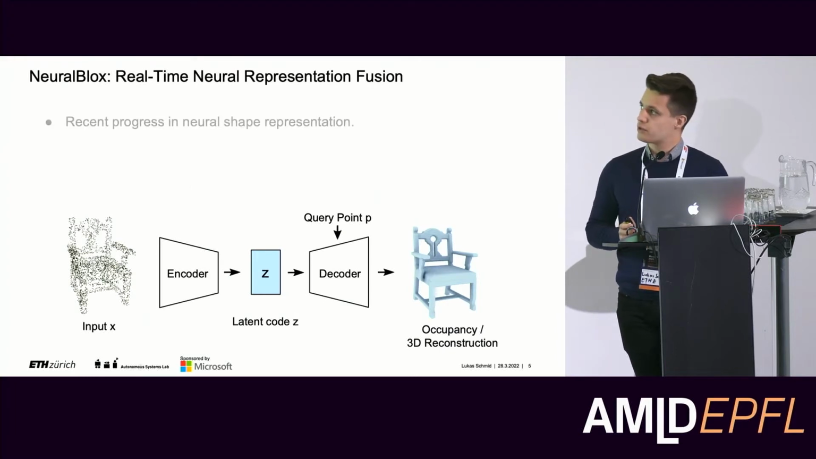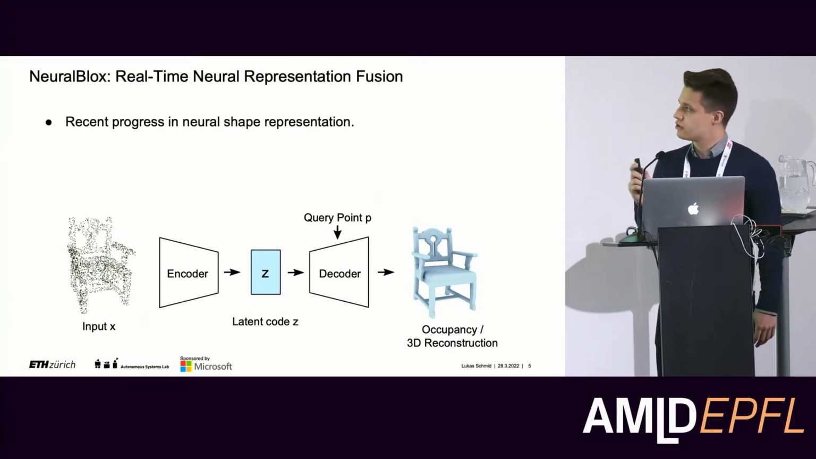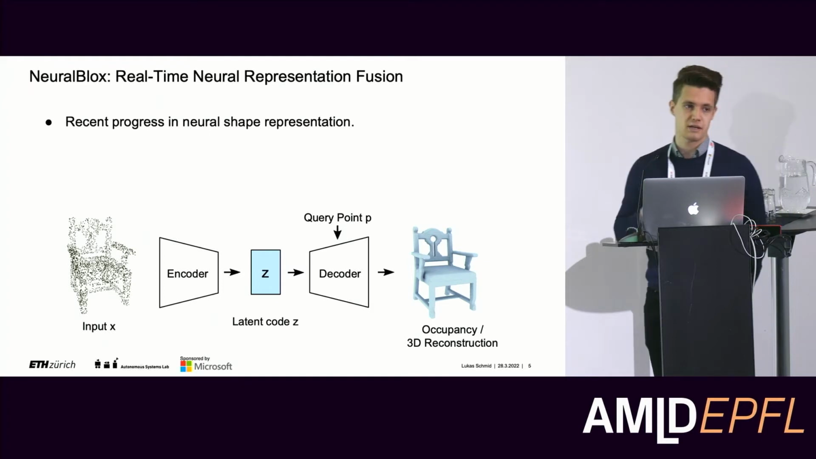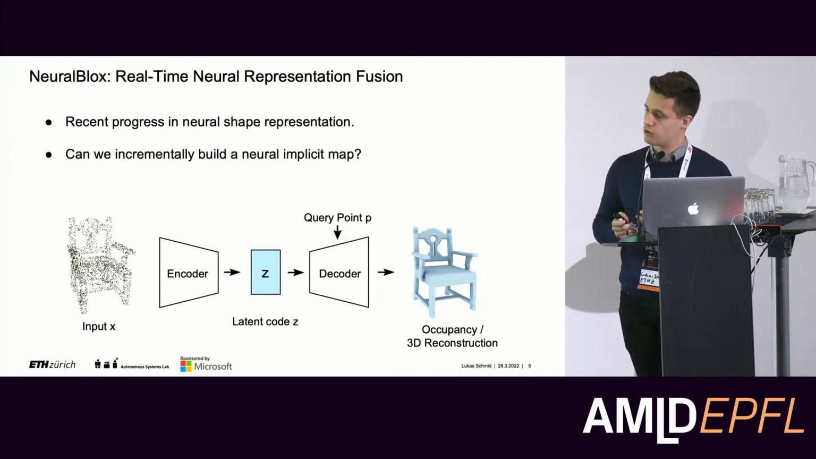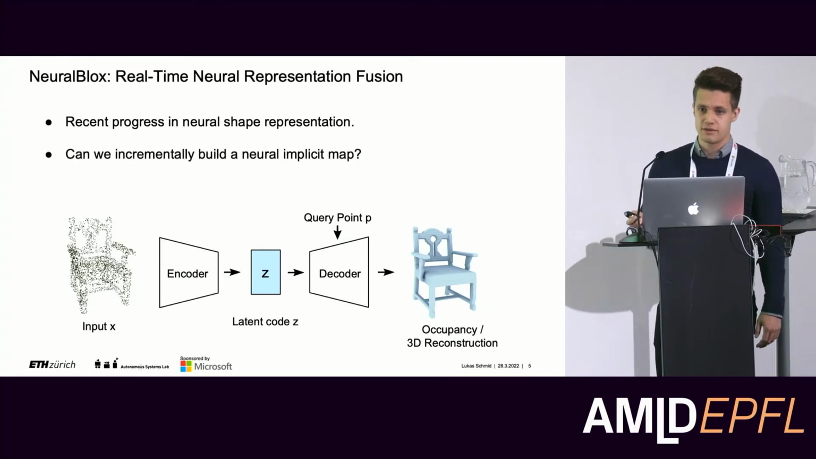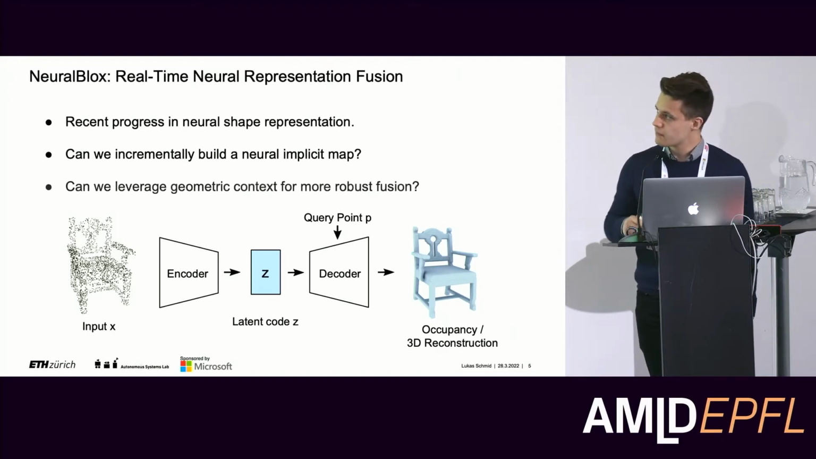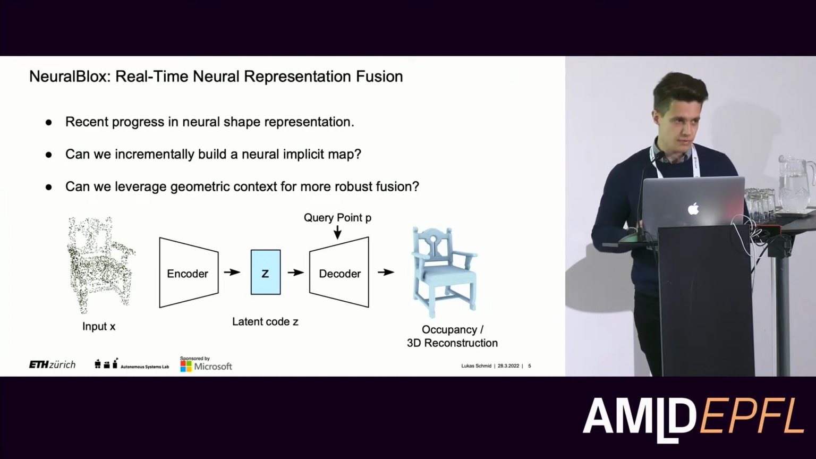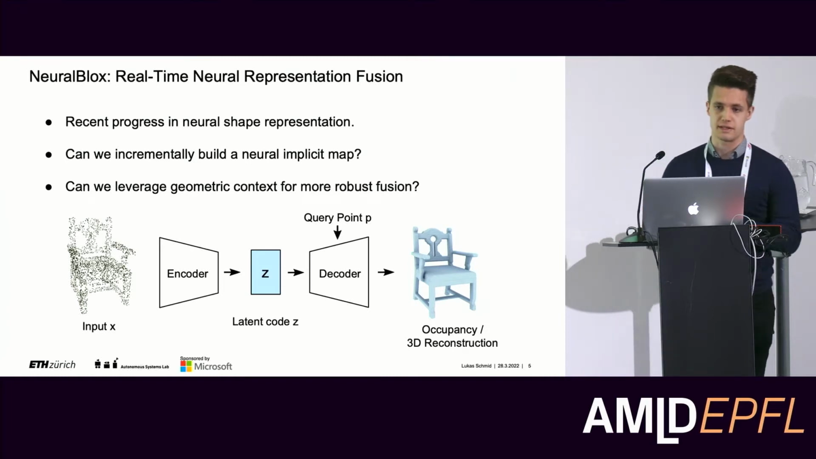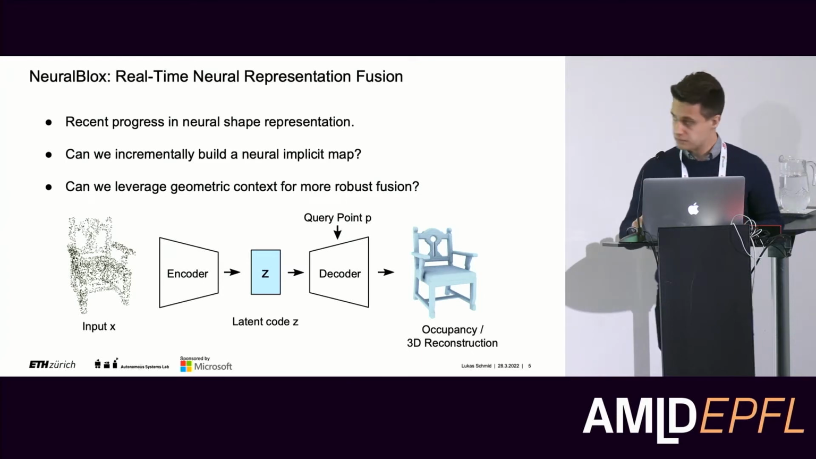For the first work, as Pascal already mentioned in the morning, neural latent representations are an amazing new technology that gives new insight into shape representations, and we ask ourselves, can we also leverage this for robotics? In particular, can we incrementally build a map that is usable by a robot as it explores an environment? And also, can we leverage some of the geometric context that is stored in, for example, a latent representation of this entire chair here, instead of updating individual voxels at a very spatially confined level?